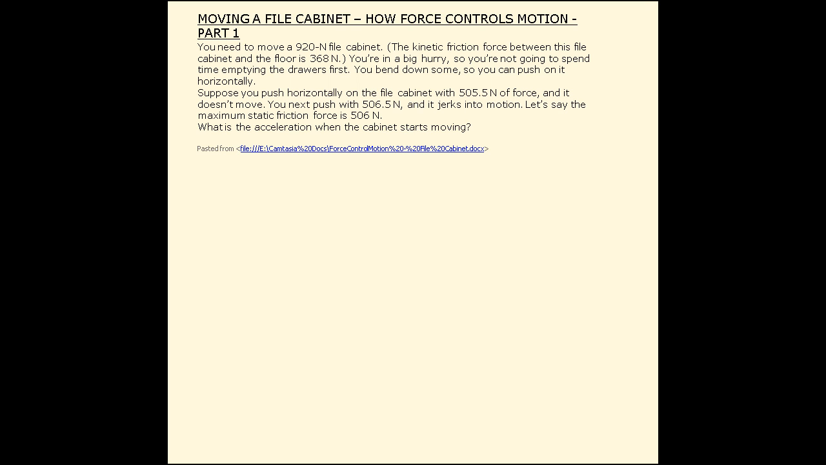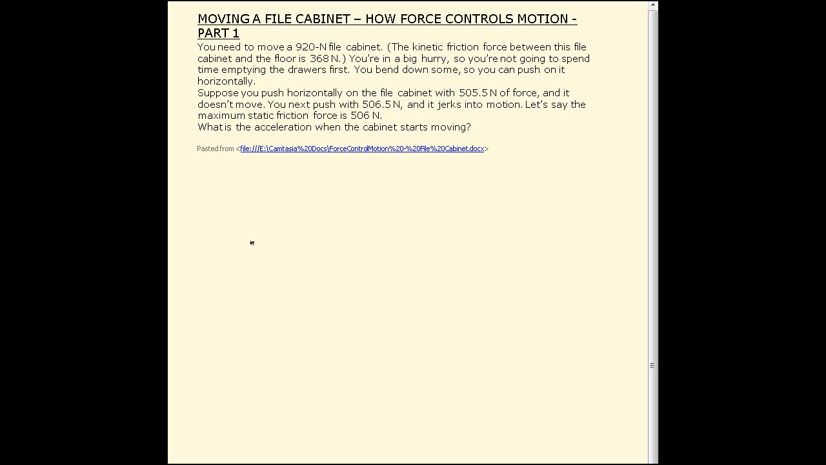Well, that's a lot of information in the problem statement. You may want to pause the recording and reread it. What I think I'm going to do first is draw a free body diagram for the 920 Newton file cabinet. I'm going to oversimplify a little and just use a little dot to represent the file cabinet.